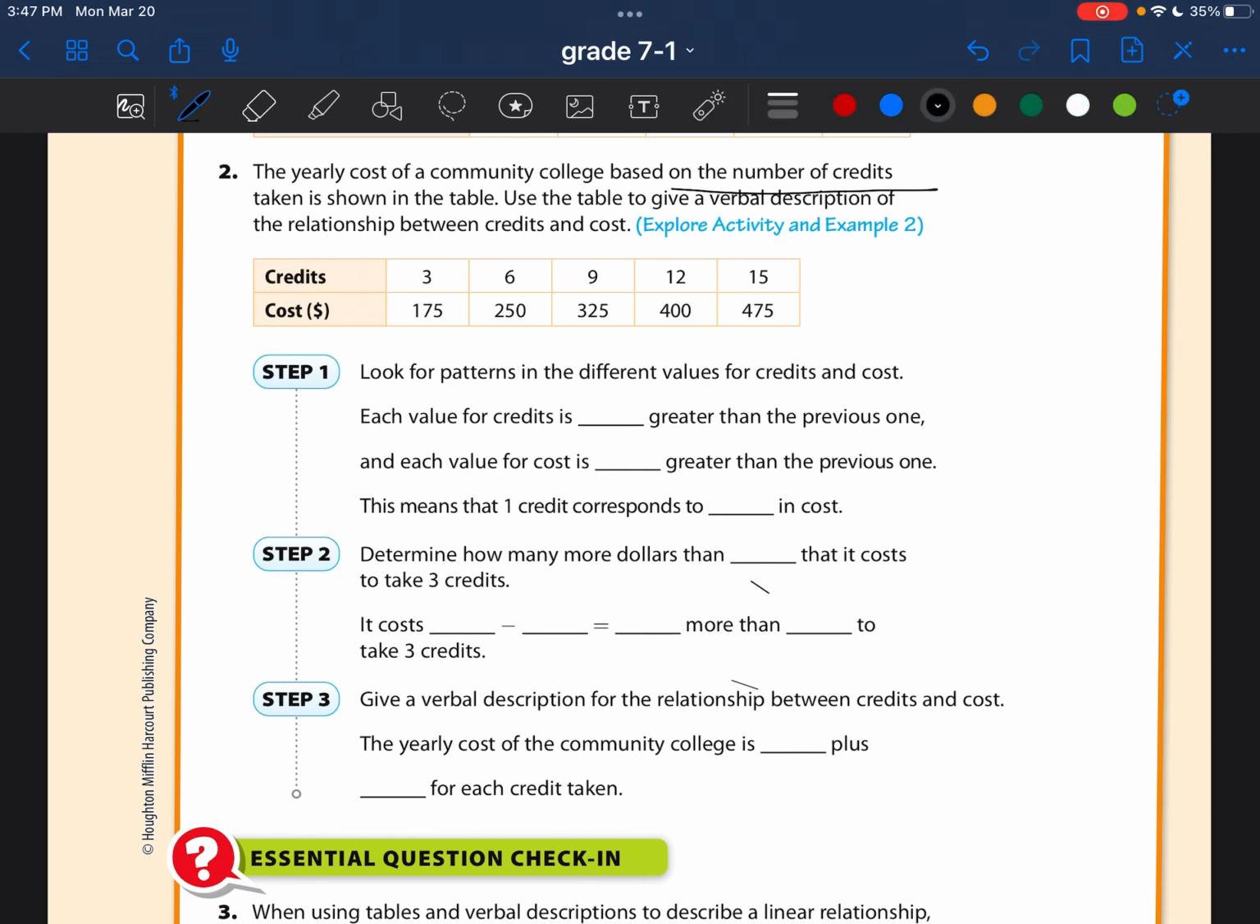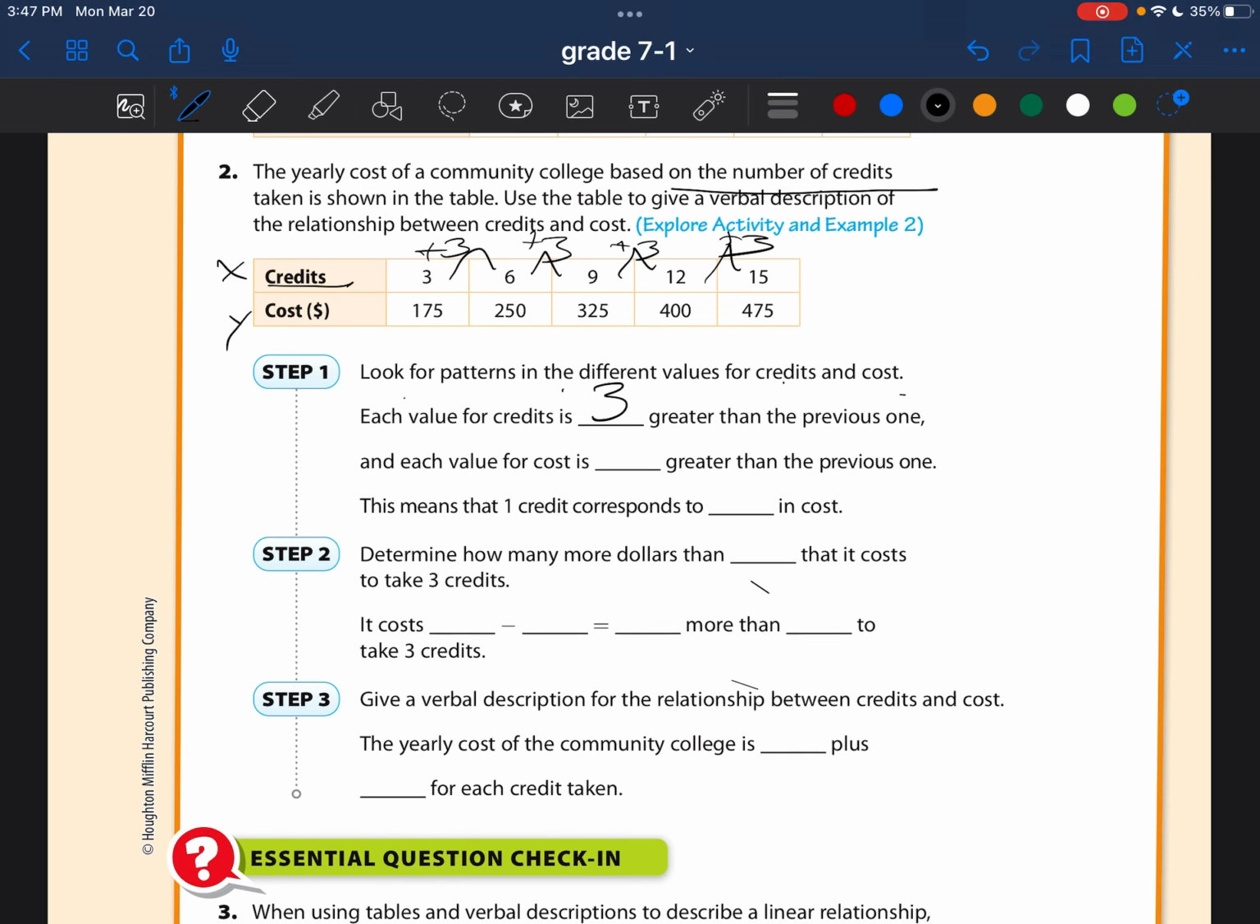All right. So let's go ahead and do our first thing, and we are going to label our X's and our Y's. And we're going to see what we are going up by each time. We're going up by 3 every single time. So that first question, look for the patterns in the different values for credits and costs. Each value for the credits is 3 greater than the previous one.